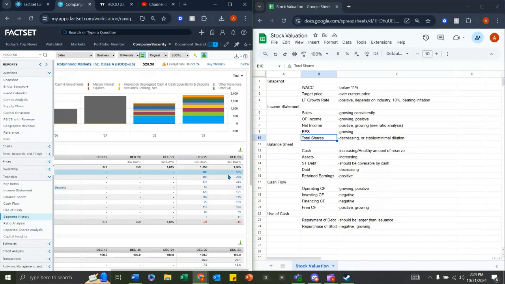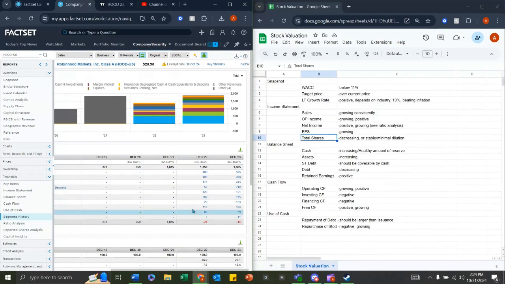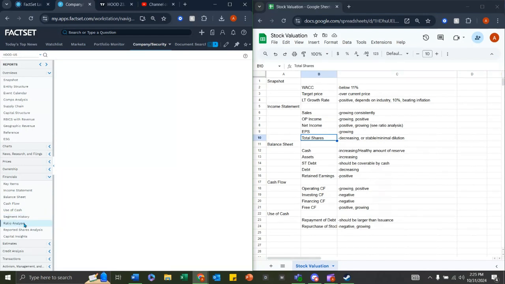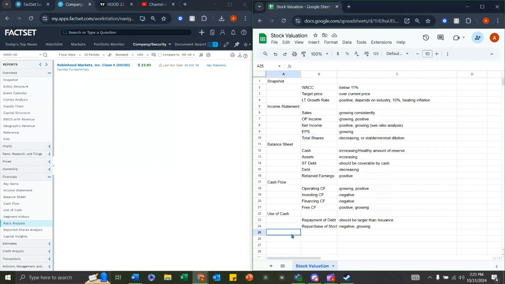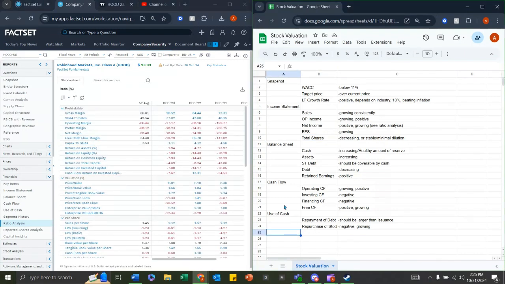But yeah, I'm not going to put anything on the checklist for segment history there. Now, big one, ratio analysis. Basically, everything here is just going to be, is it increasing? That is the only thing I care about. That is the only thing I want to see.